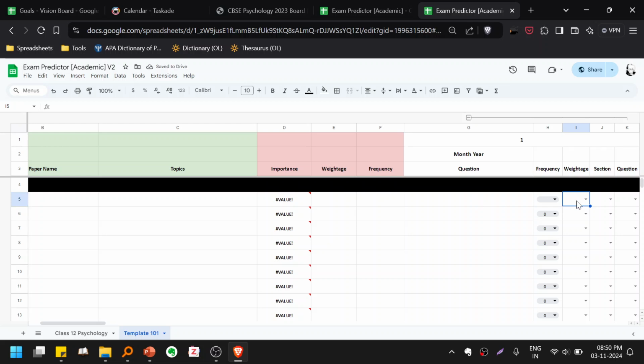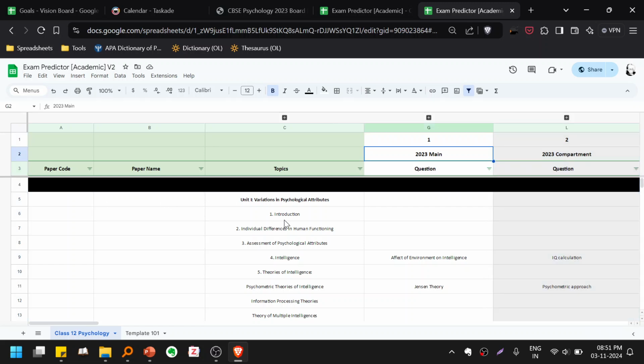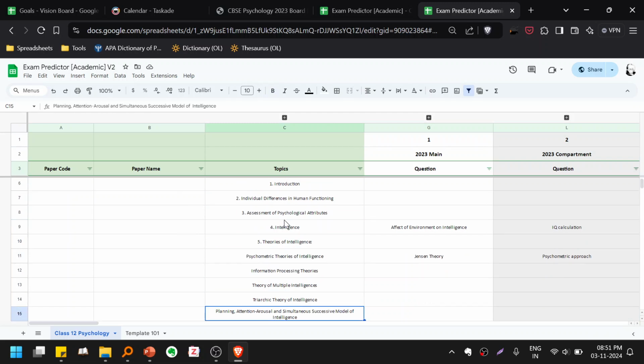Then I will write weightage, the marks of that topic, and section, to which section that topic belongs, or what the question is. So you can go into detail like that. So let's see, class 12 psychology, and I write all my topics here. Cool. And we were reading question 18.